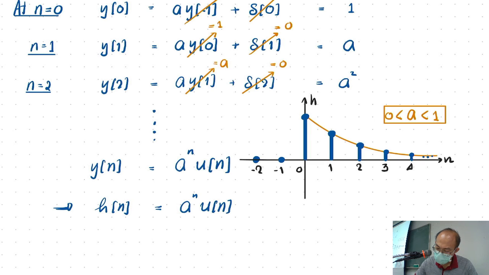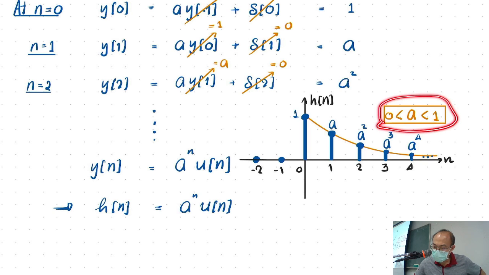This is h. This is 1, a, a squared, a cubed, a to the fourth, and so on. So this is how this impulse response is plotted. Remember, I'm assuming that A is between 0 and 1.